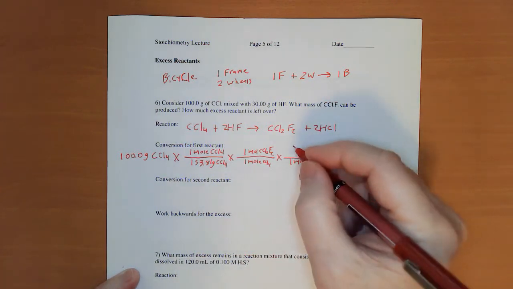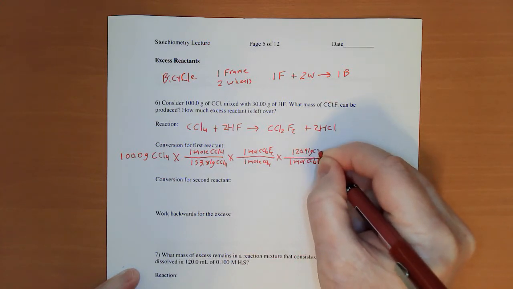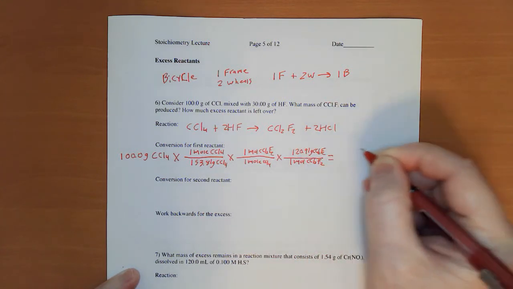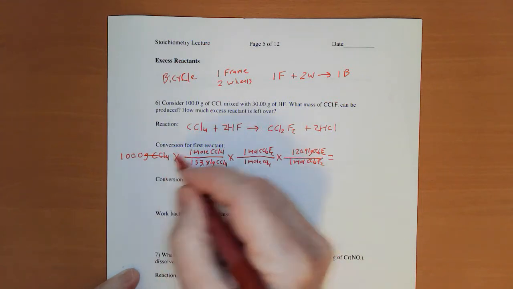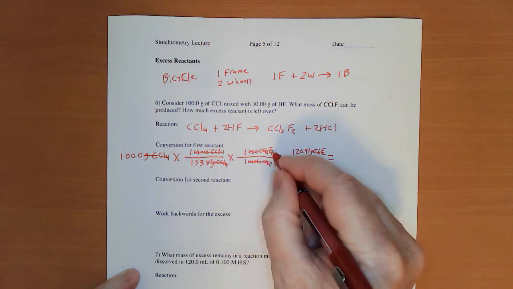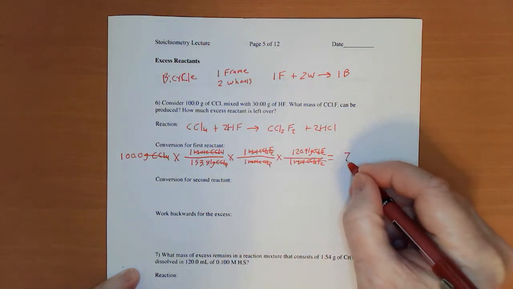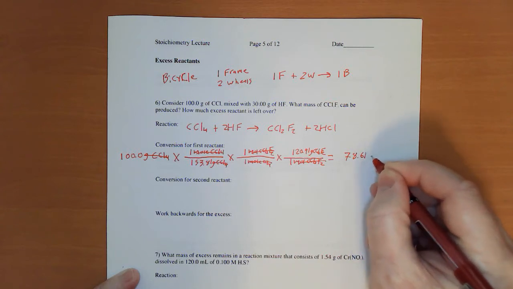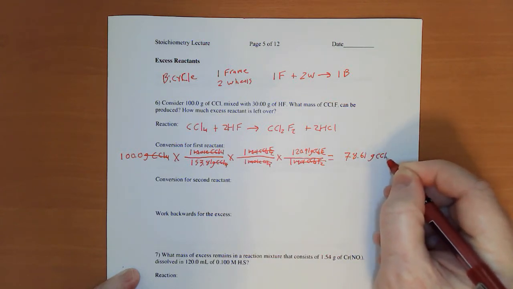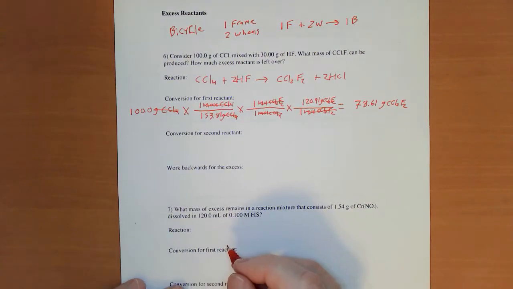And then that is 1 mole of CCl2F2. And on my periodic table, I got 120.91 grams CCl2F2. That will cancel that. This will cancel this. This cancels that. And I have 78.61 grams CCl2F2. Now that's my first reactant.